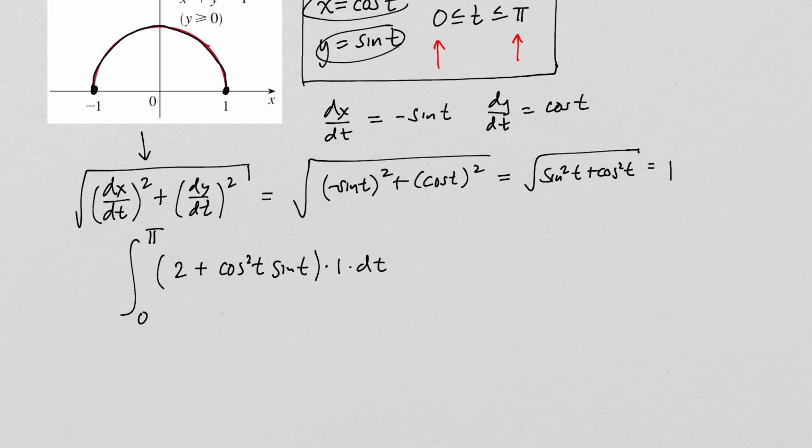So now we'll just go ahead and find the antiderivative and use the fundamental theorem of calculus. The antiderivative here of 2 is 2t. For this portion right here, we need to do a little u substitution.